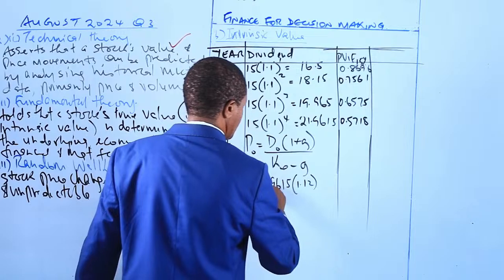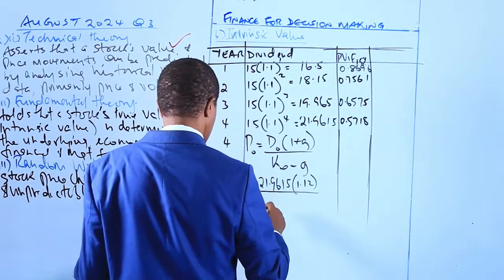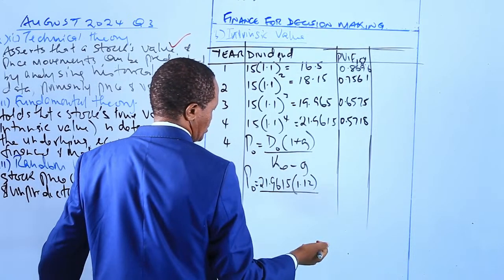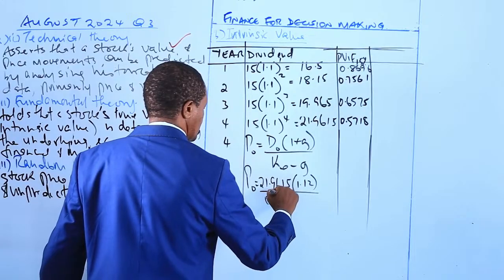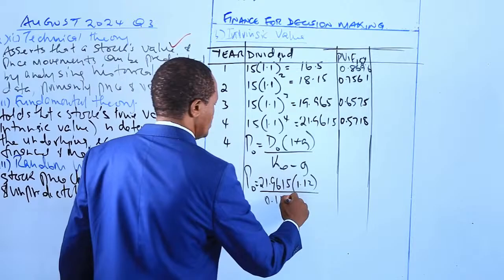So we divide by Ke. Ke is the cost of equity, which is 15%. 15% converted into decimal will be 0.15. Then the growth rate of 12% converted into decimal will be 0.12.